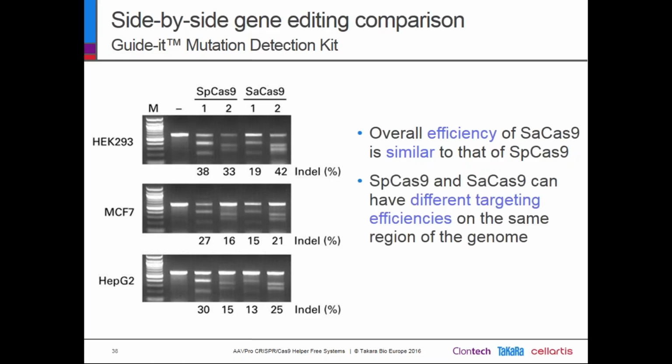But what we also noticed is that SpCas9 and SaCas9 can have different targeting efficiencies on the same region of the genome. Meaning that, for example, the SpCas9 always performed better at this first target site here, whereas we had the reverse result for the SaCas9, which always had higher editing efficiencies at this site here. So although they have very similar efficiency, they might differ on very specific target sites.